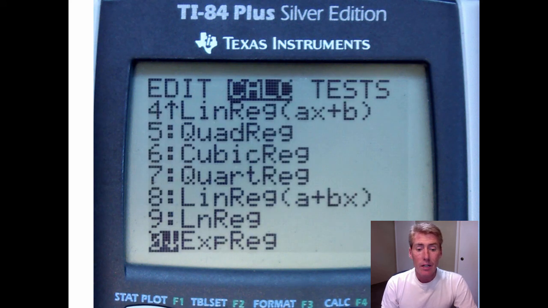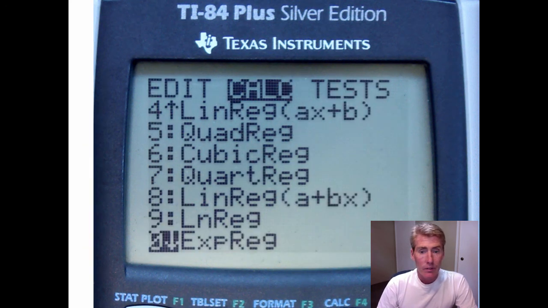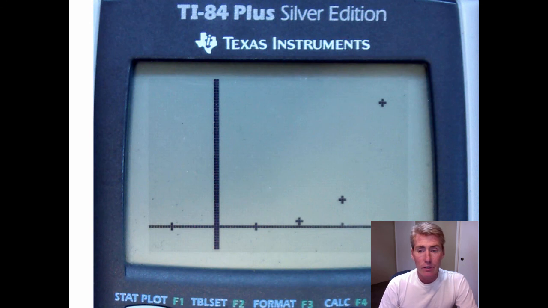So that's the 10th one in the list, exponential regression. And you'll see again, this one fits perfectly. R squared is equal to 1. So 1951 is the constant in front, and the base, 4.933, raised to x. Then just sketch a little graph of what it looks like, and you're done.